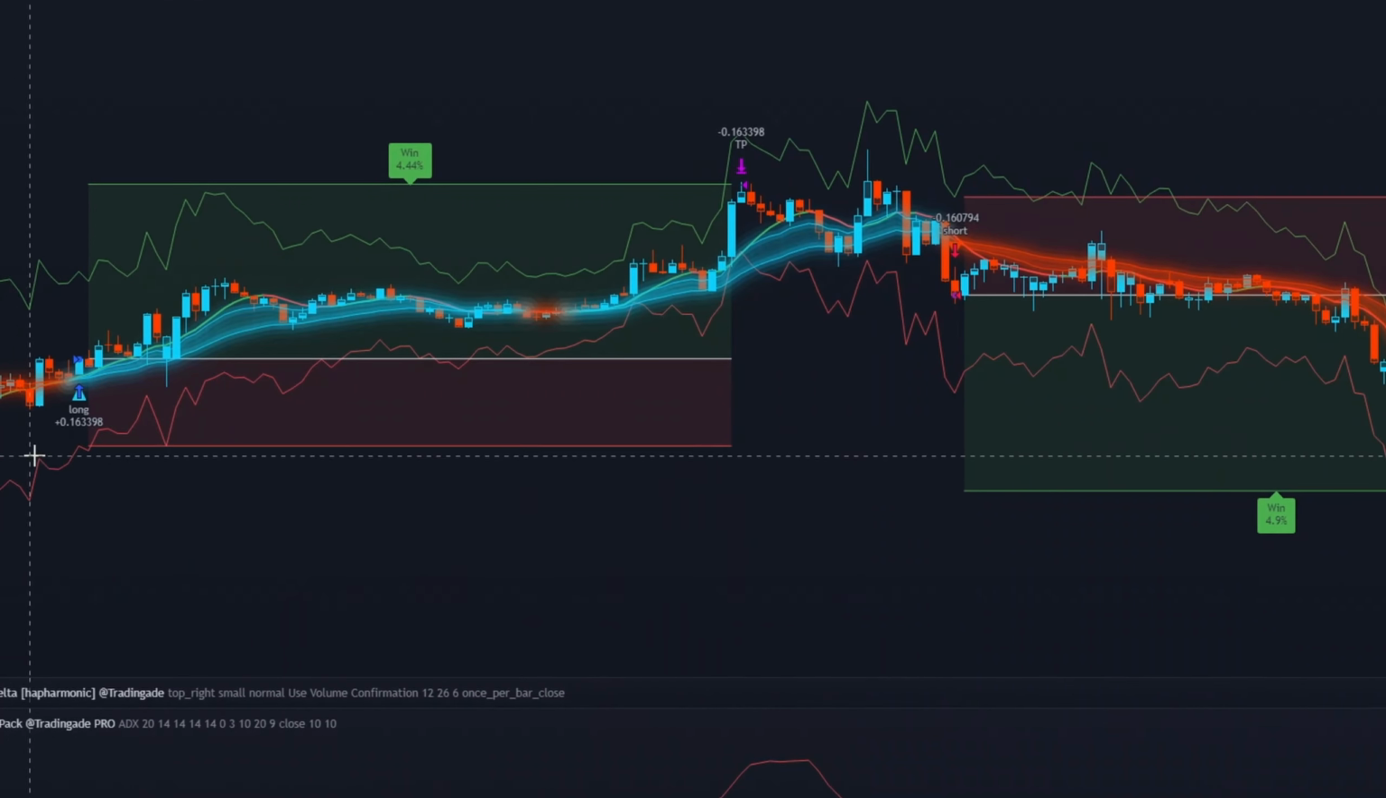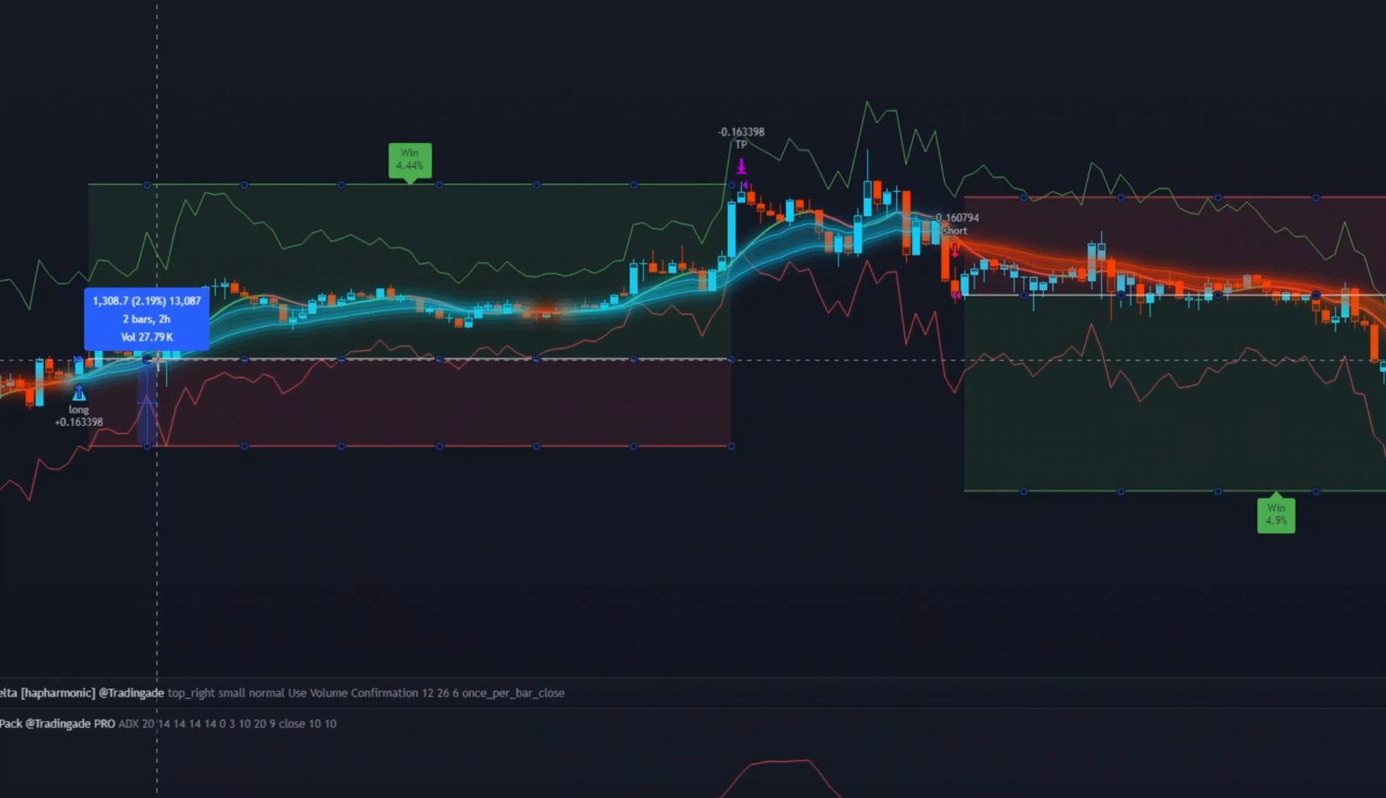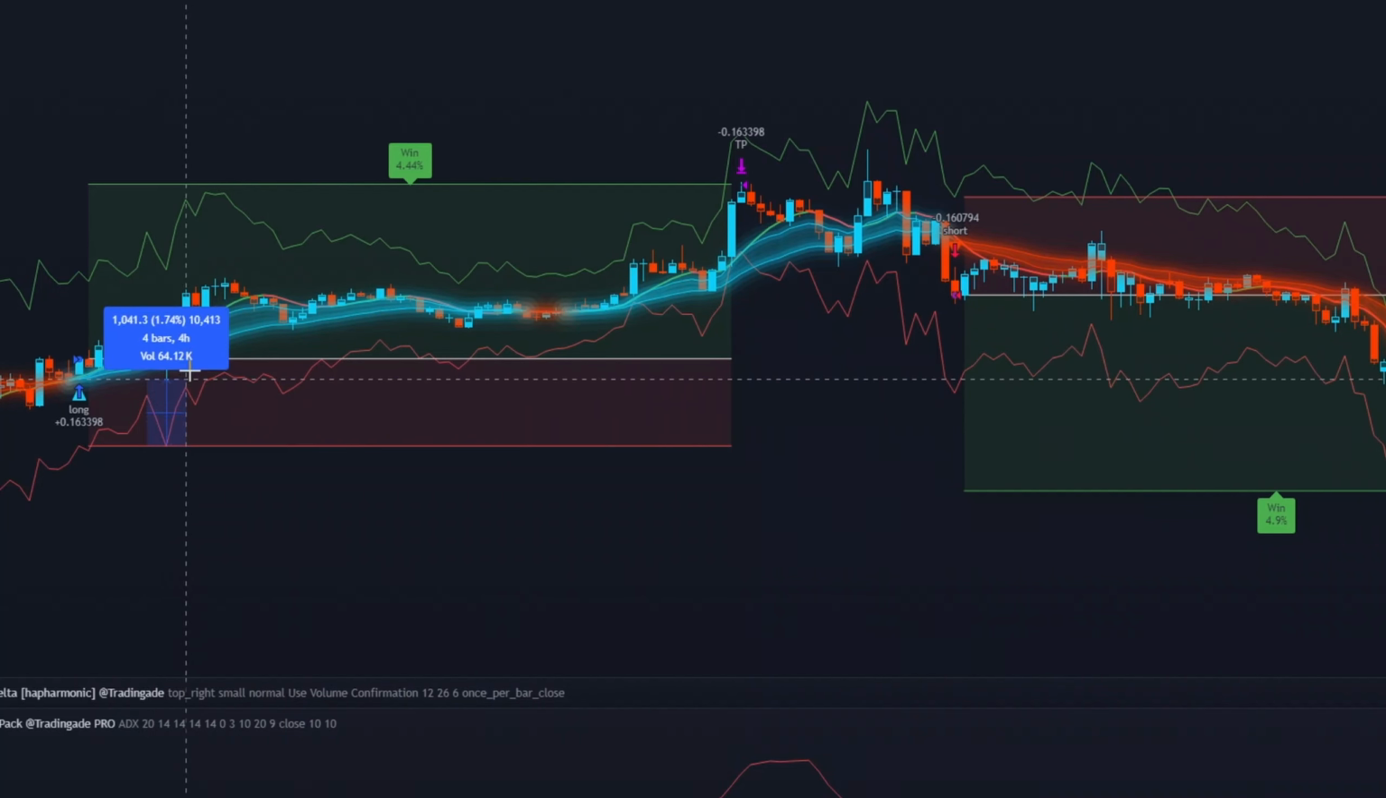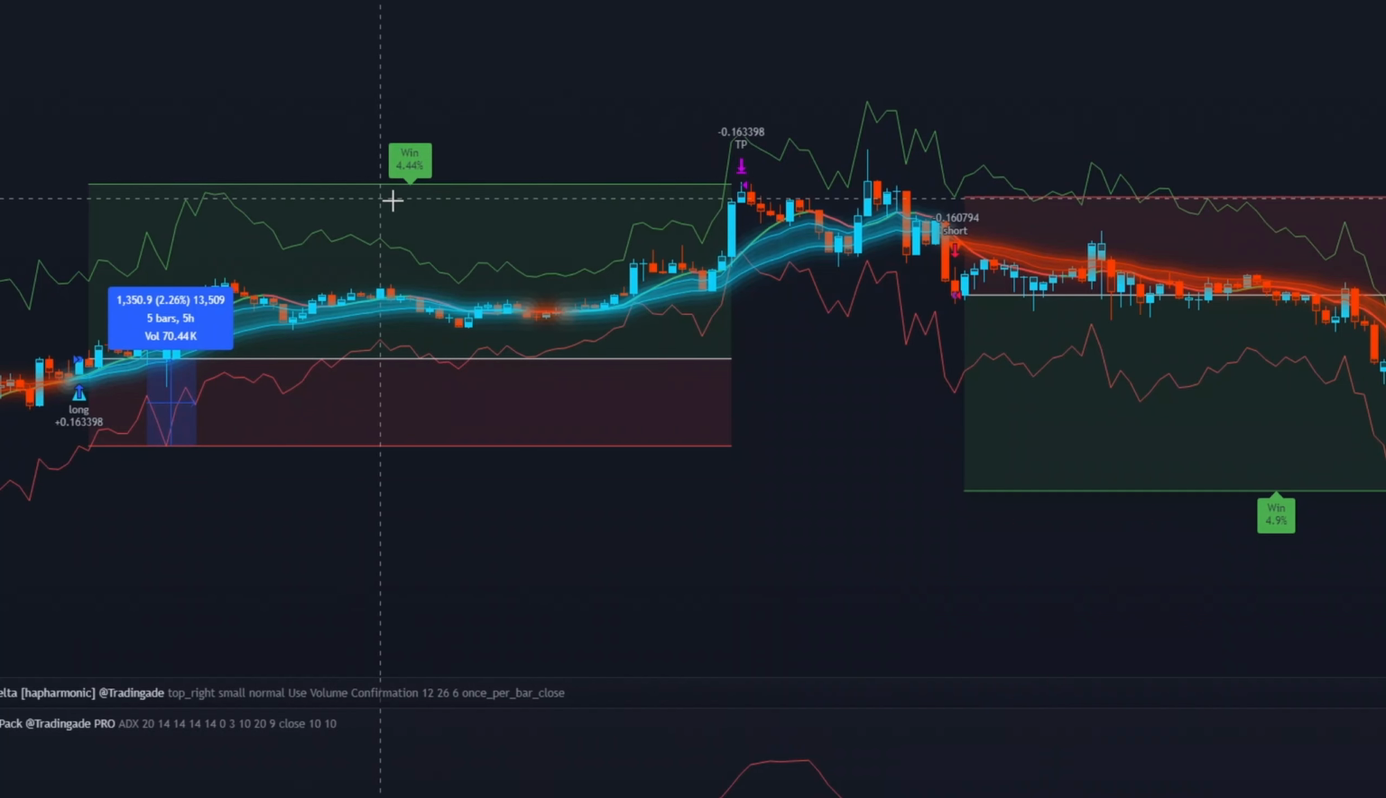This is the ATR lower band, and we're gonna use it to set our stop loss level for the long position. Basically, when we open the position, we take the ATR level, and that will be our stop loss, while our take profit is based on 2 times the stop loss distance from the entry. As you can see, for this trade we have 2.26% stop loss and our take profit is 4.44%.